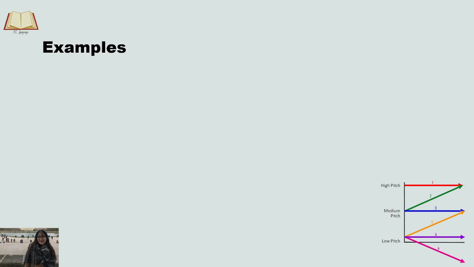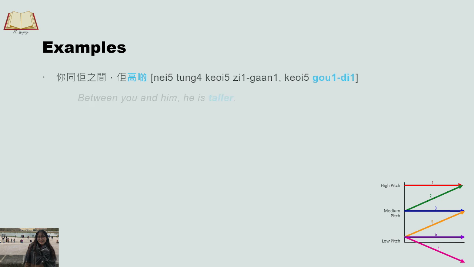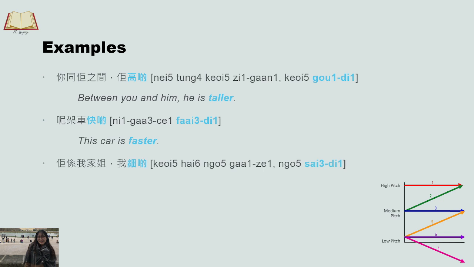Here are some example sentences. 你同佢之間，佢高啲。Between you and him, he is taller. 呢架車快啲。This car is faster. 佢係我家姐，我細啲。She is my older sister, I'm younger. Now the word 細 usually means small or little, but when you're talking about people using the word 細, it can also mean young.